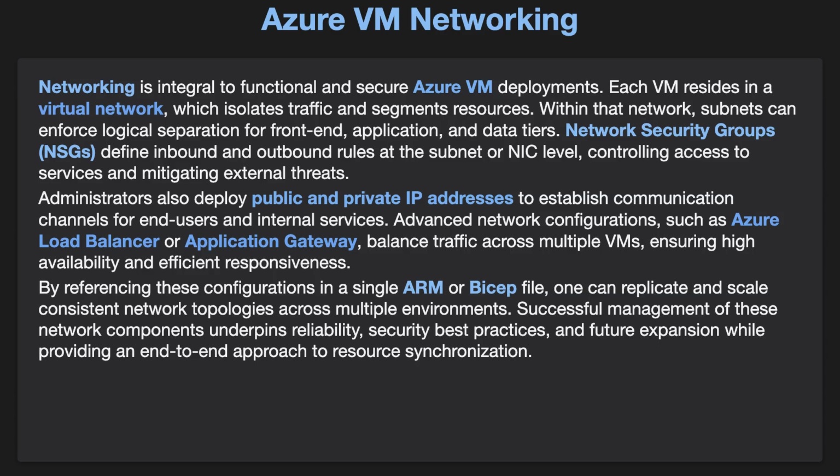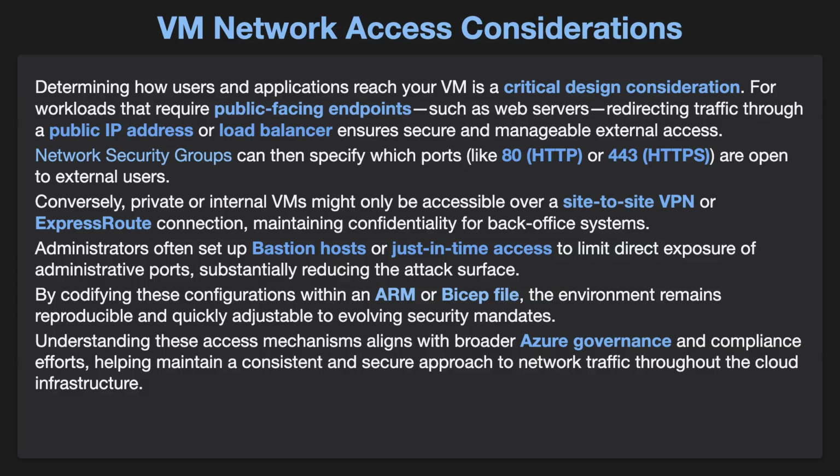Advanced network configurations, such as Azure Load Balancer or Application Gateway, balance traffic across multiple VMs, ensuring high availability and efficient responsiveness. By referencing these configurations in a single ARM or BICEP file, one can replicate and scale consistent network topologies across multiple environments. Successful management of these network components underpins reliability, security best practices, and future expansion while providing an end-to-end approach to resource synchronization.